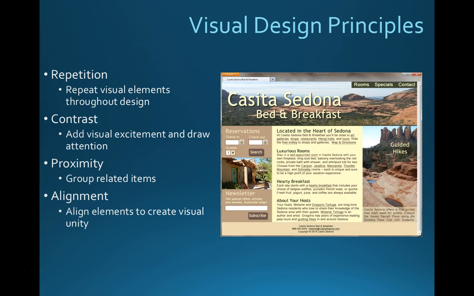So here's our reservation form. Here's our newsletter form. So we now have this proximity, or grouping, of information. Even these paragraphs are essentially grouped together. And then, of course, alignment of these elements. They're all left aligned in the center. These are all left aligned here. This is center aligned at the bottom. So essentially, alignment creates this visual unity for the page itself.